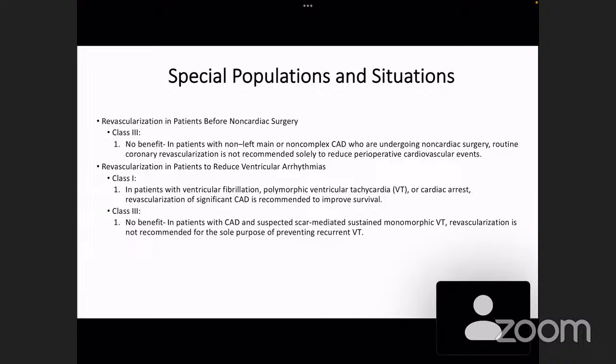Revascularization in patients to reduce the ventricular arrhythmia, class 1 indication in patients with ventricular fibrillation, polymorphic VT, or cardiac arrest. Revascularization of significant coronary artery disease is recommended to improve the survival. Class 3, which shows no benefit in patients with coronary artery disease and suspected scar-mediated sustained monomorphic VT, revascularization is not recommended for the sole purpose of preventing recurrent VT.